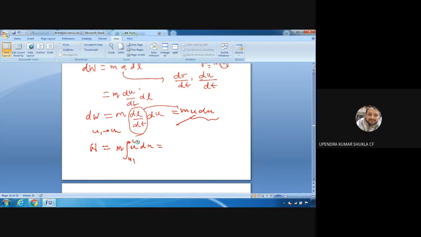from u1 to u2. Now tell me what would be this m. U square by 2 will be its integration. Put the upper limit. So u2 square by 2 minus u1 square by 2.